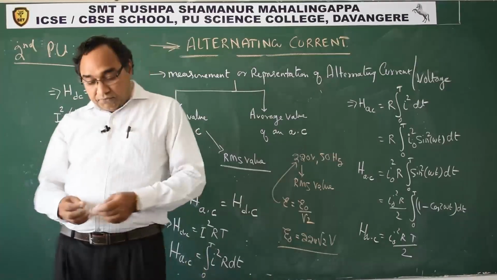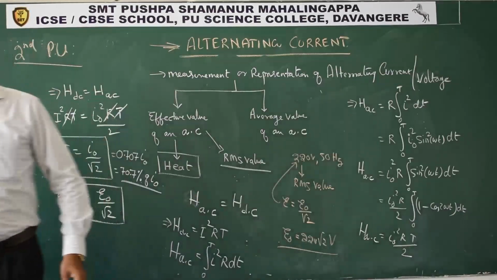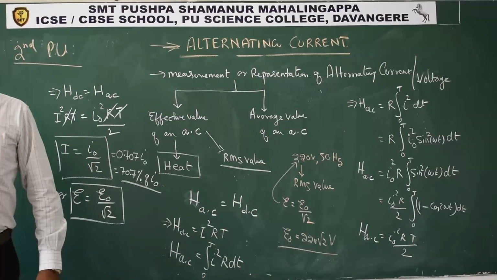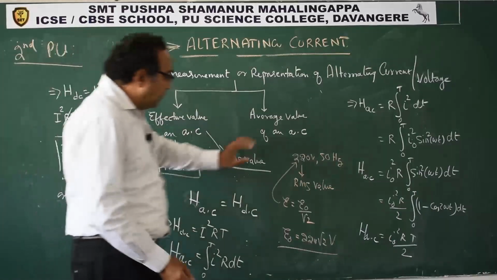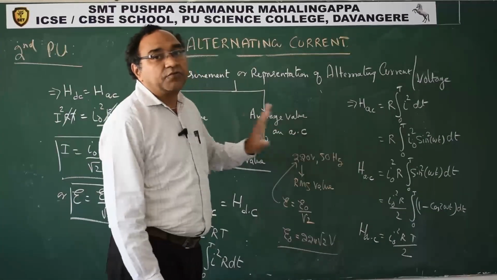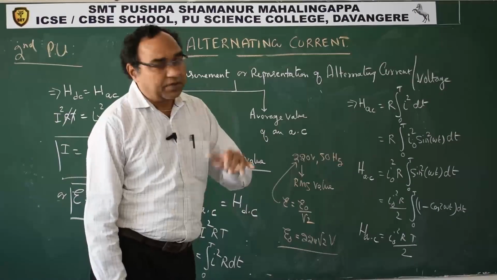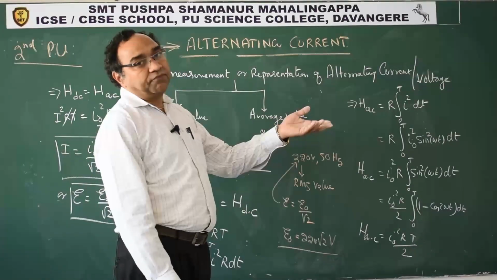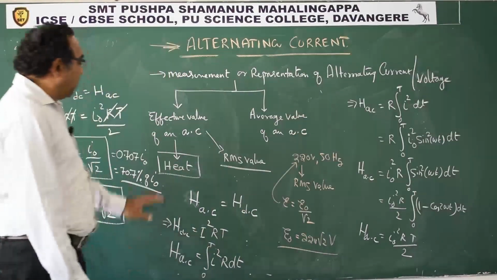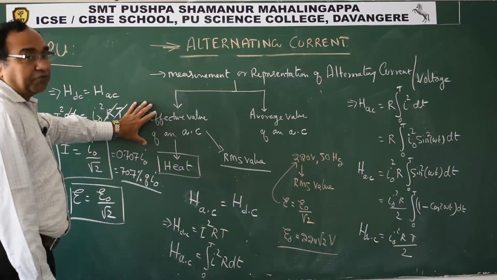And this is the reason why we say that we have to be very careful when we record the data. If it is given just like this, then it is to be taken as RMS. Otherwise, we have to take it as peak value if it is mentioned there. That is about your effective value of AC.